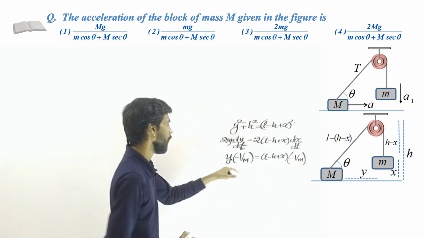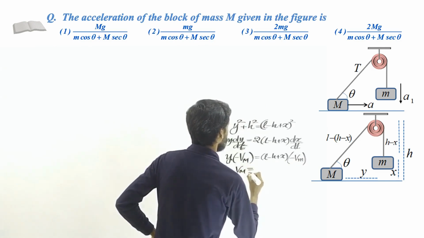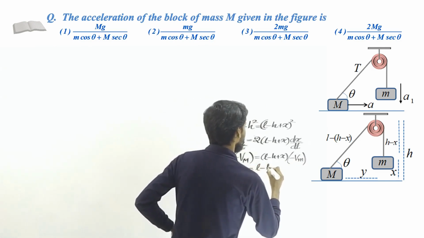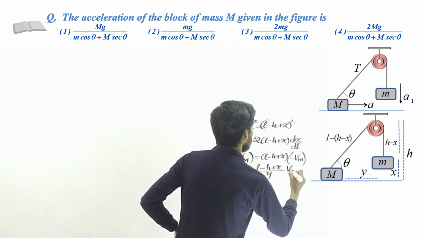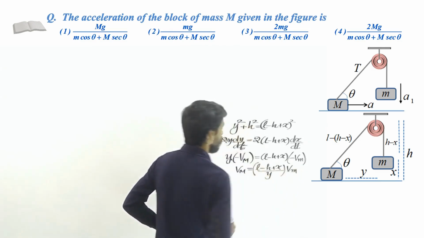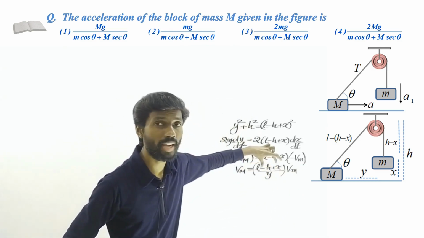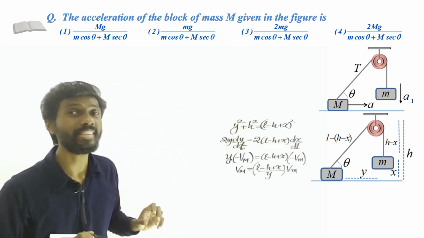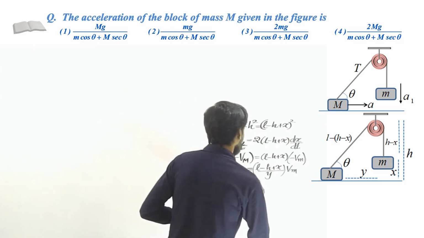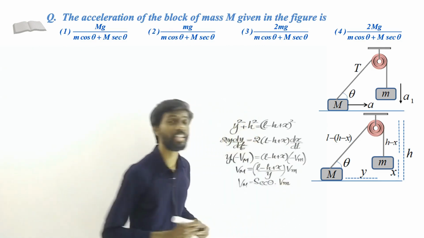Okay, so that's all. That means the negative sign is gone. So Vm is equal to (L minus h plus x divided by y) multiplied by Vm. So this is the relation. But what is (L minus h plus x) divided by y? This is the hypotenuse of the triangle, and y is the base. Hypotenuse divided by base, right? That is secant theta. So this is the relation: Vm equals secant theta multiplied by Vy. This is the relation between their velocities.